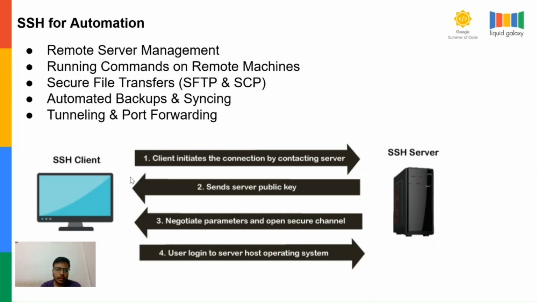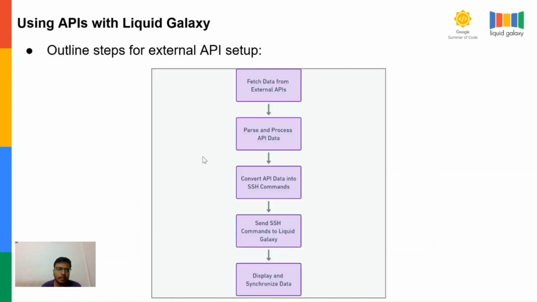The first step is that the client initiates the connection by contacting the server. The server sends the client a server public key. The client negotiates parameters and opens the channel, and then it basically logs in to the server host operating system via the public key. So this is how the whole thing happens under the hood.